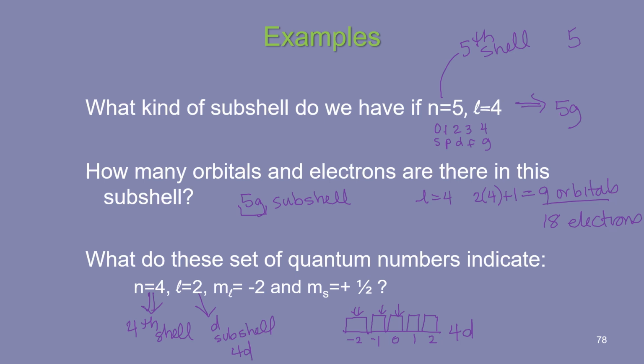So that's how we navigate it. Finally, if m sub s is +1/2, that indicates the electron has a positive spin, and we represent that with an arrow up. So I'm pinpointing where that electron belongs. It belongs on the 4th shell, on the d subshell, in the first of the 5 possible orbitals, and it has a positive spin. So these 4 quantum numbers define this electron.